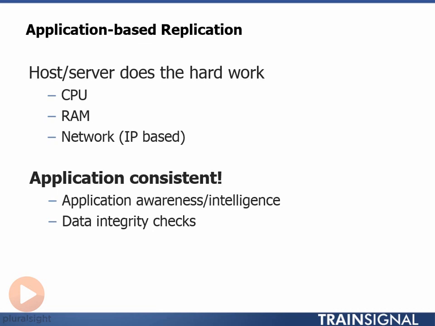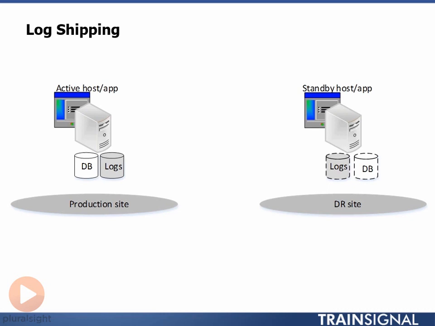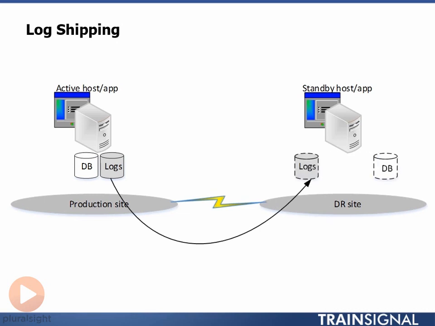Now then, a popular form of application-based replication is log shipping, so let's have a bit of a closer look at how that works. We'll start out with our production site hosting the active instance of our database. Now let's add our disaster recovery site and a replication link between the two sites. During normal operation, the active database at our production site on the left ships its logs over to the standby database instance. And by the term shipping, we mean it transmits them over the network between the two sites.